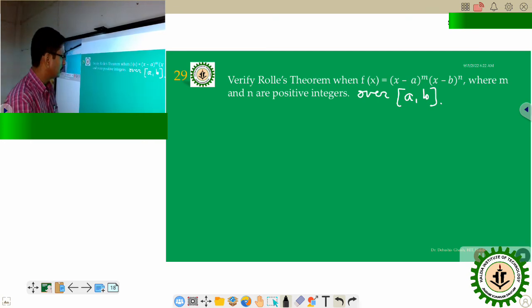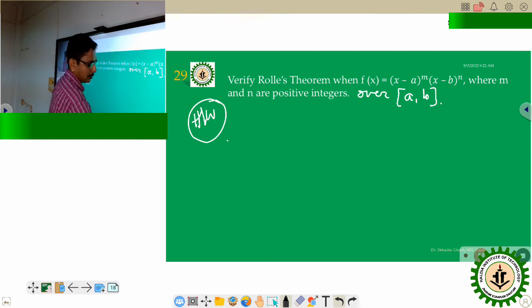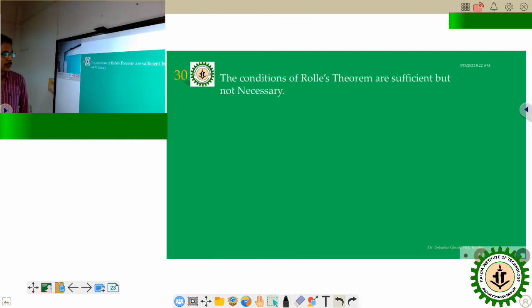Okay, so that's all. We have seen Rolle's theorem and some of the problems we have solved by this. Now we will see that this Rolle's theorem is not a necessary condition. This is actually only a sufficient condition. So by that, if we consider one example, to know that this is only a sufficient condition.